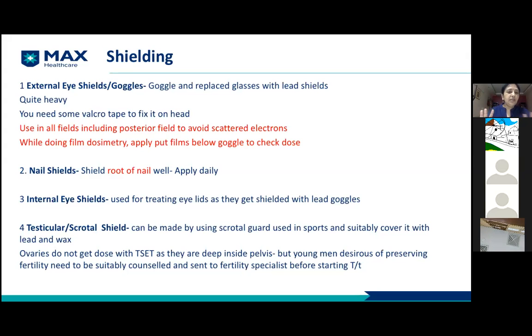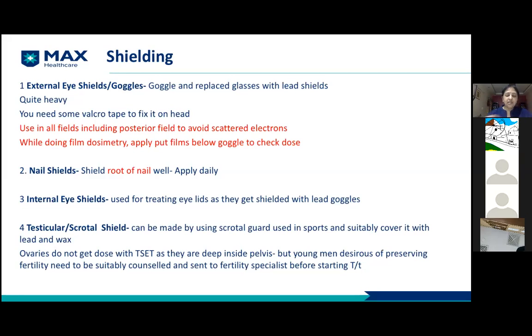For example, somebody can argue, why do you need goggles in posterior oblique fields? You still need it because there are scattered electrons. If you do dosimetry, you will find that the dose still reaches there. And while doing film dosimetry, it is a good idea to apply a few films below the goggles to check the doses. You need to apply some shielding on the hand and toenails every day.